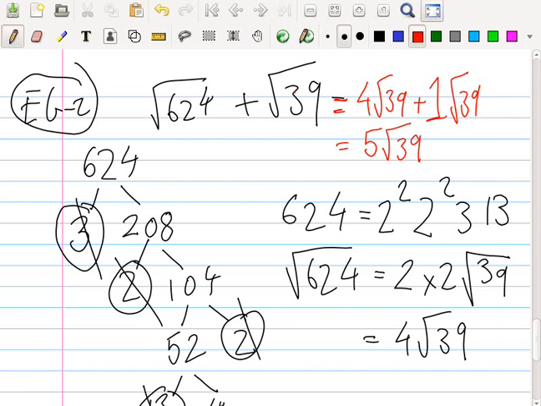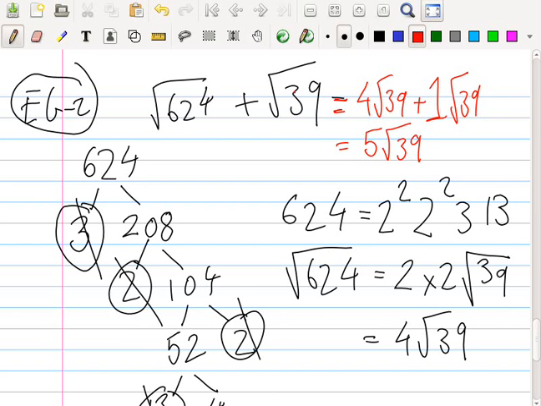What you can't do is this. You'll get 0 marks if you do that. So what you need to do is show that you at least are aware of the fact that the root 624 has to be simplified into 4 root 39. And this is the process to simplify it. Do we do all these steps in the exam? No, you don't need to draw the tree. Simplify the bigger number. Sometimes you need to simplify both.